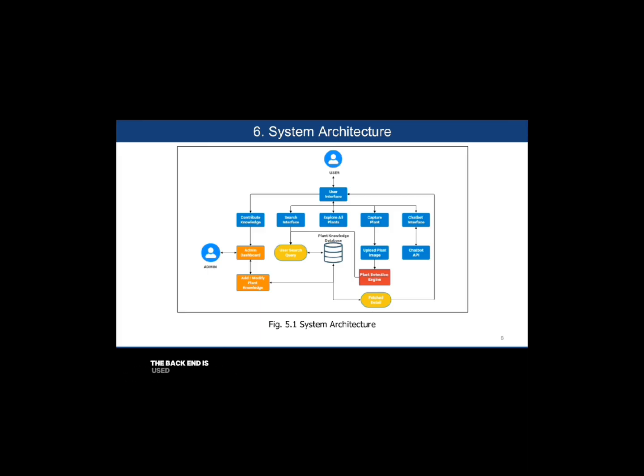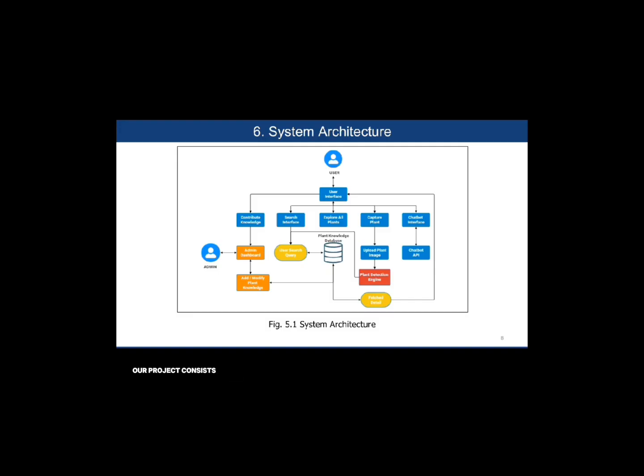The backend is developed using Node.js and Express.js, which handle the API requests and communication between the frontend and database. MongoDB is used as the database to store medicinal plant information such as plant name, description, health benefits, and images. For AI-related functionality, we considered integrating TensorFlow and the PlantNet API for the future plant identification feature.